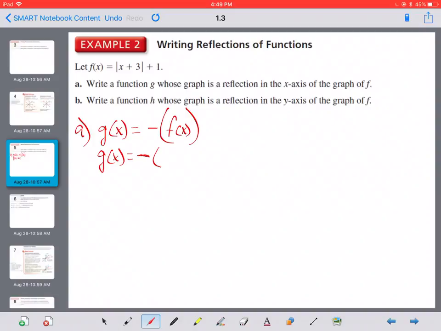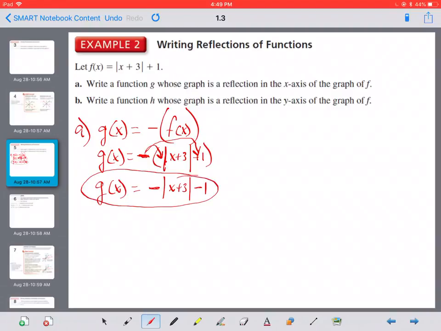So when I replace f of x with the absolute value of x plus 3 plus 1, I'm going to negative that whole thing. So g of x is equal to negative absolute value of x plus 3, minus 1. The negative goes times here, and the negative goes times there. Changes both the signs. It cannot go in the absolute value. And then I simplify anything, make sure my x is a positive x, which inside that absolute value it is. I don't have to eliminate anything. And that's all I can do.